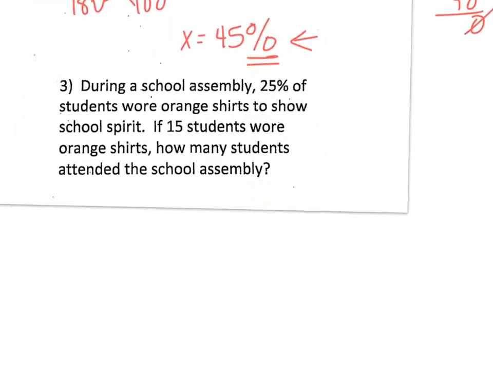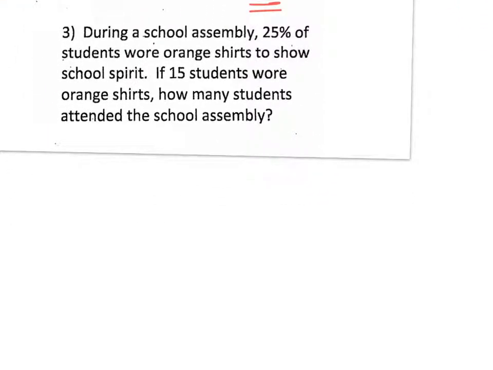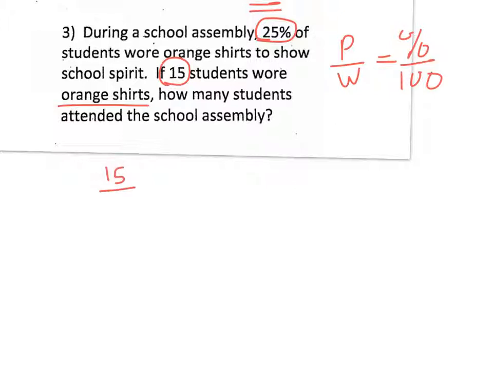Okay, so number 3. During a school assembly, 25% of students wore orange shirts to show school spirit. If 15 students wore orange shirts, how many students attended the assembly? Well, we have 25% and 15 students that wore orange shirts. So remember, we have part over whole equals percent over 100. So we know that 15 students wore it. We know that that is 25%. We know percent is over 100. What we're trying to figure out is our total.